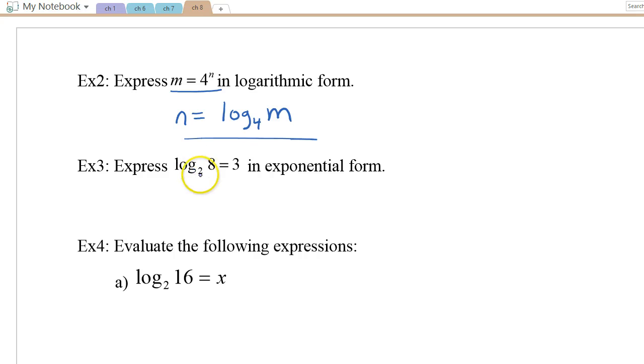Again, start with the base, so that's the 2. So that will be 2, and then to the power of the exponent. Oh yeah, the answer is the exponent. So 2 to the power of 3 is equal to 8. Now I can write 8 equals that way, or I could write 2 to the power of 3 is equal to 8. It doesn't really matter, does it? I guess this is more similar to our example number 2.